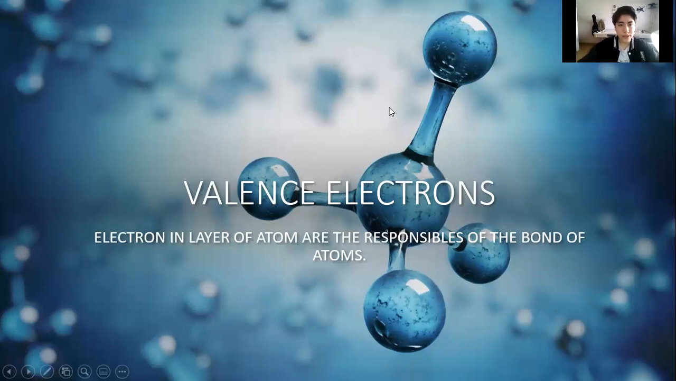But first, we need to understand another concept, the valence electrons. What is a valence electron? A valence electron is an electron in the outer layer of an atom, and they are responsible for the different types of bonds between atoms.